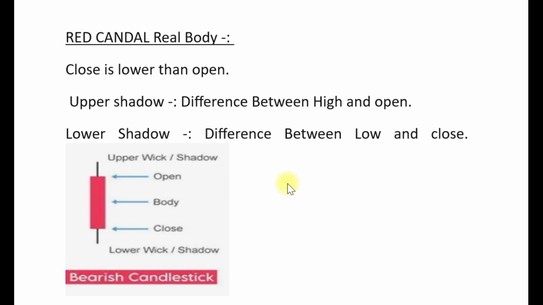Okay, the closing price is less than the opening price, then it is called a bearish candle. This candle signifies the negative sentiment and it indicates the price of the security may decrease. That's all for the day.